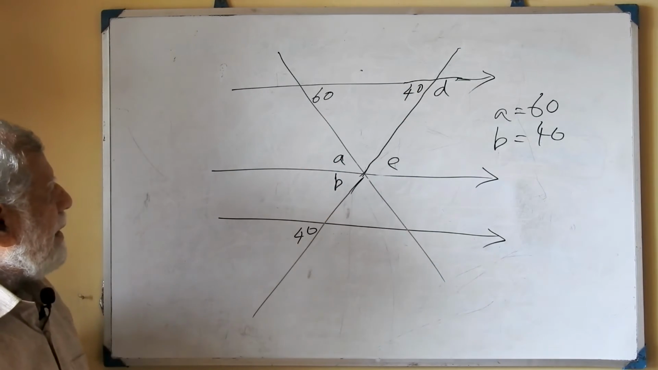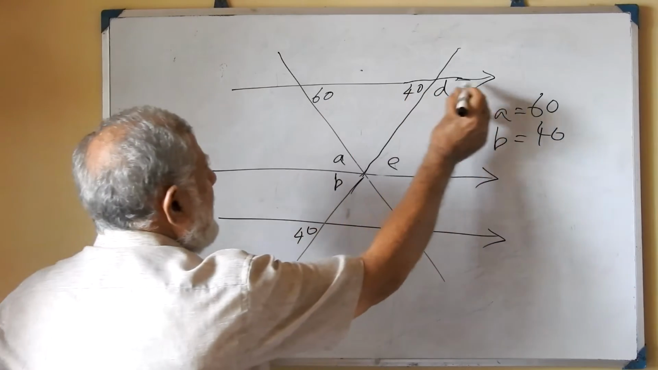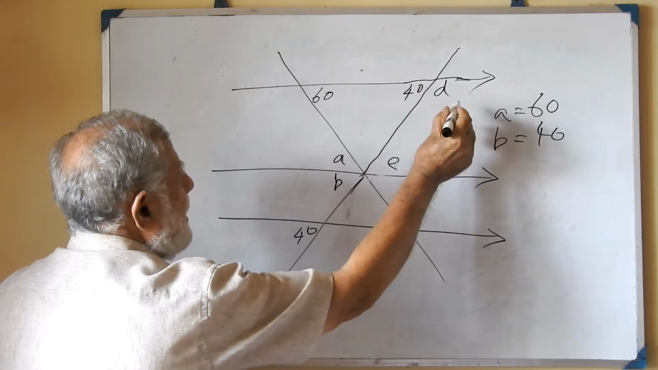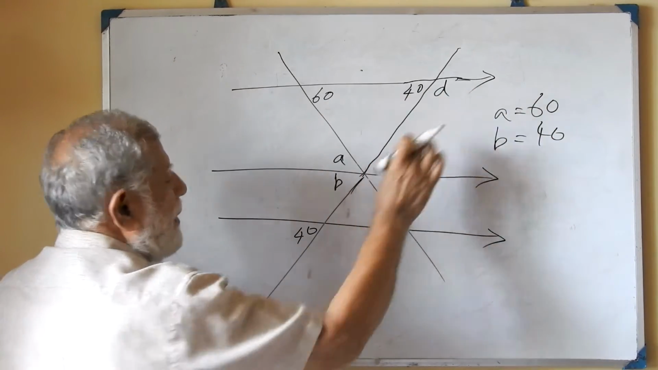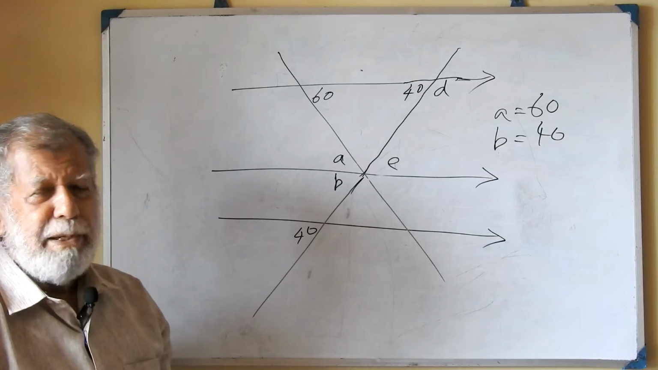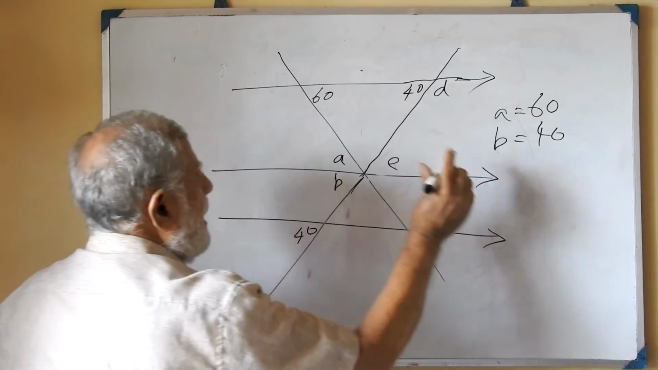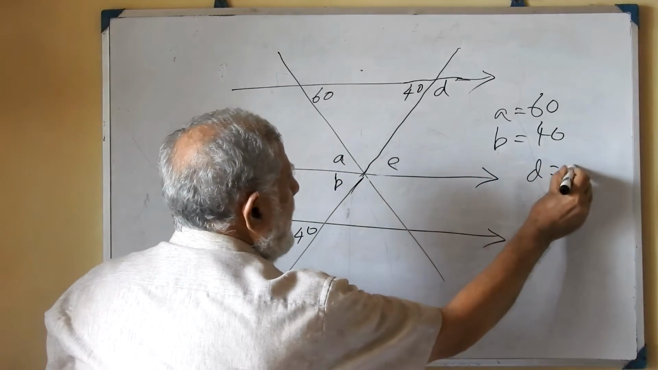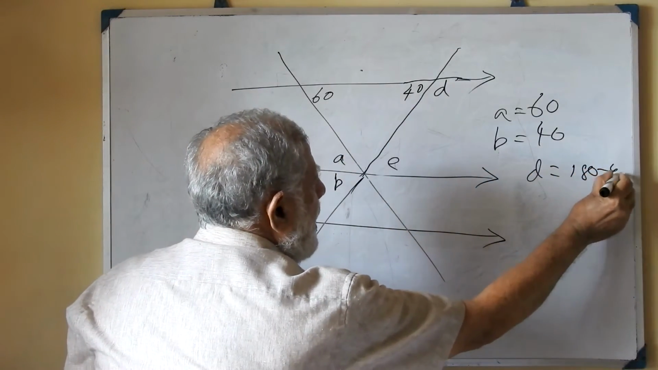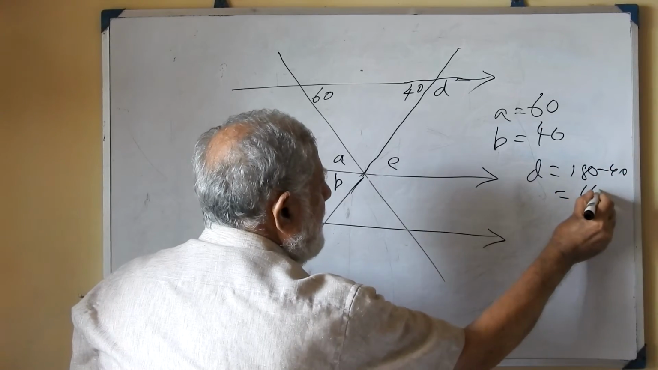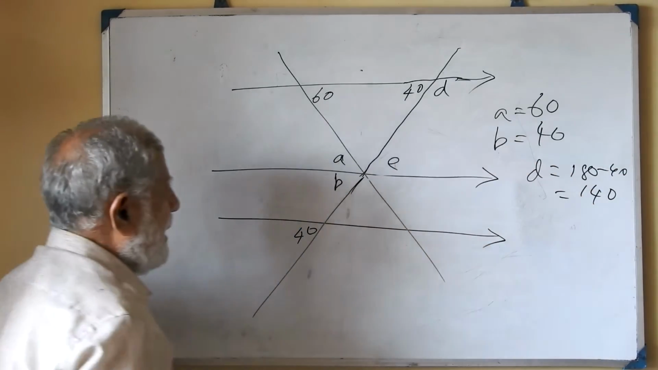Then immediately, what is the rule here? This is a straight line, and angles on a straight line we know add up to 180 degrees. So if this is 40, D is equal to 180 minus 40, that is equal to 140. So immediately we have found D.